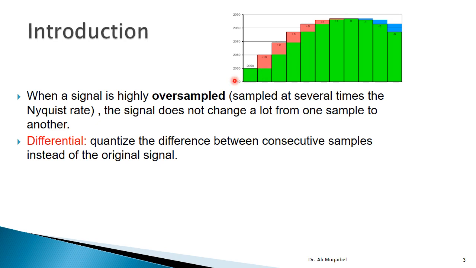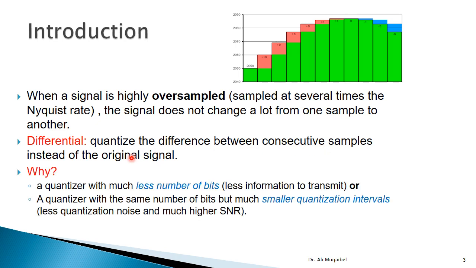So to go from here to here, there is just plus 10, plus 9, plus 8. You can see that the absolute number was 2050. The next sample was 2060, but the difference between them is just 10. So if we concentrate on the difference, we have the differential quantization, which means I will just look at the difference. In differential quantization, we quantize the difference between consecutive samples instead of the original values themselves.